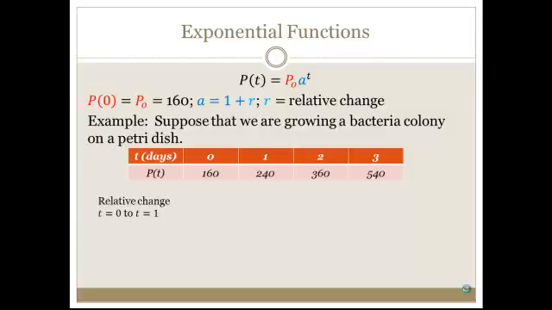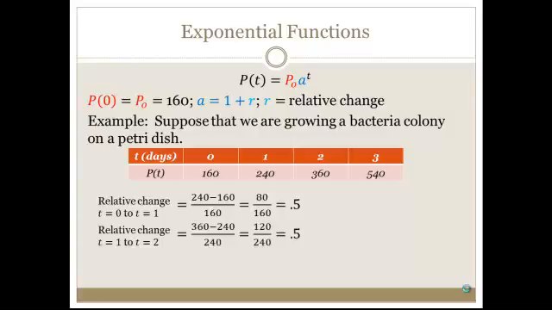The relative change from t equals 0 to t equals 1 is 240 minus 160, our change in population, divided by 160, our original population for this time interval, which is 80 divided by 160, or 0.5. If we choose the time interval t equals 1 to t equals 2, then relative change is 360 minus 240 divided by 240, or again 0.5.